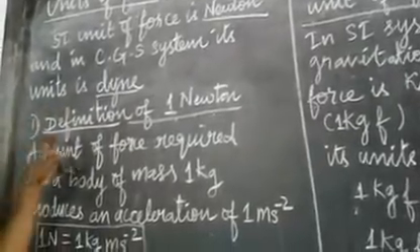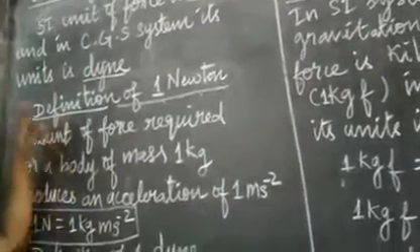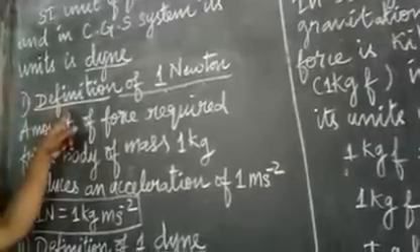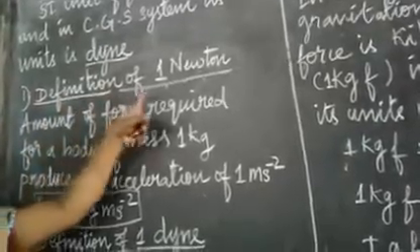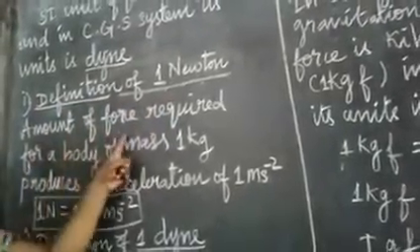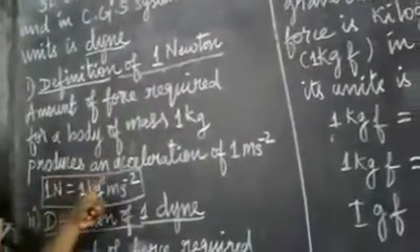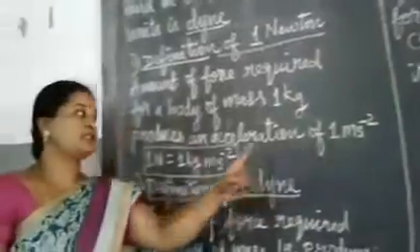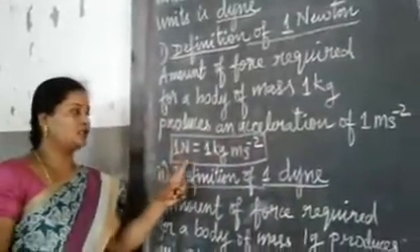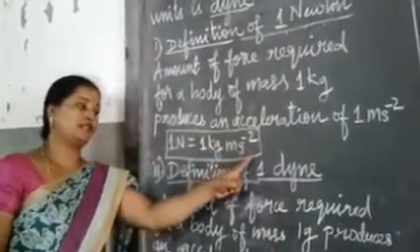Next we will study the units of force. First, the definition of Newton. Definition of 1 Newton: the amount of force required for a body of mass 1 kilogram to produce an acceleration of 1 meter per second square. So 1 Newton equals 1 kilogram meter per second square.